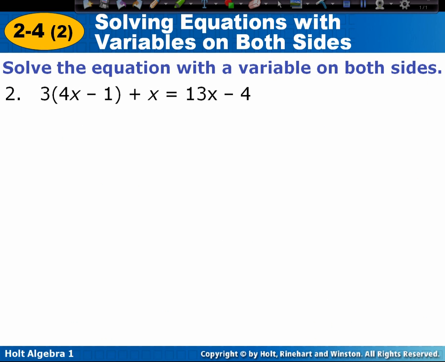Number 2, go ahead and take a minute and write that down. We have 3 parentheses 4x minus 1 parentheses plus x equals 13x minus 4.